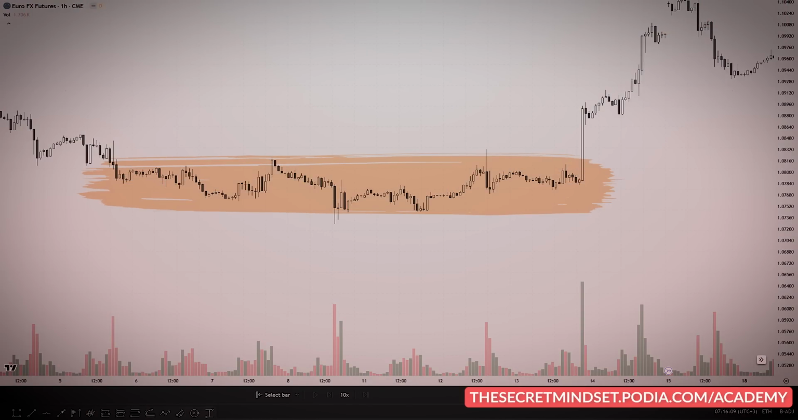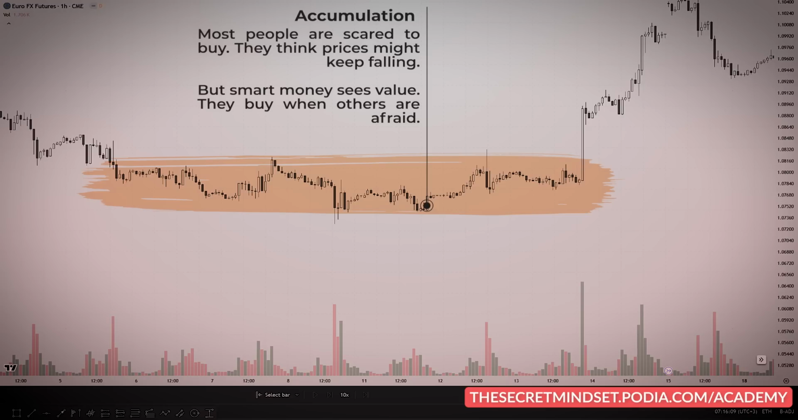In accumulation, most people are scared to buy. They think prices might keep falling. But smart money sees value. They buy when others are afraid.